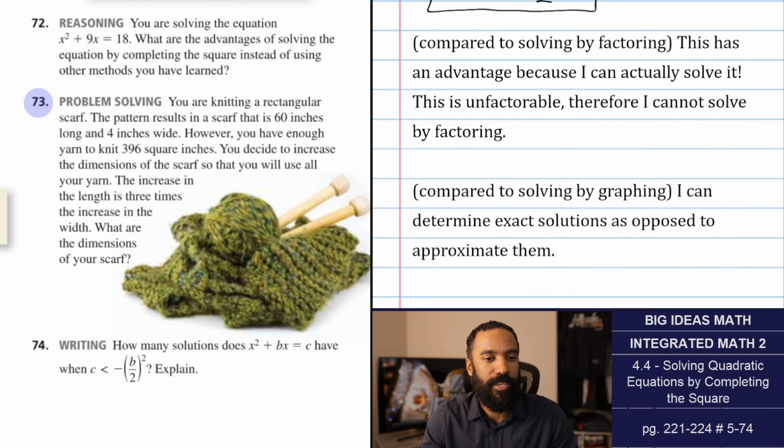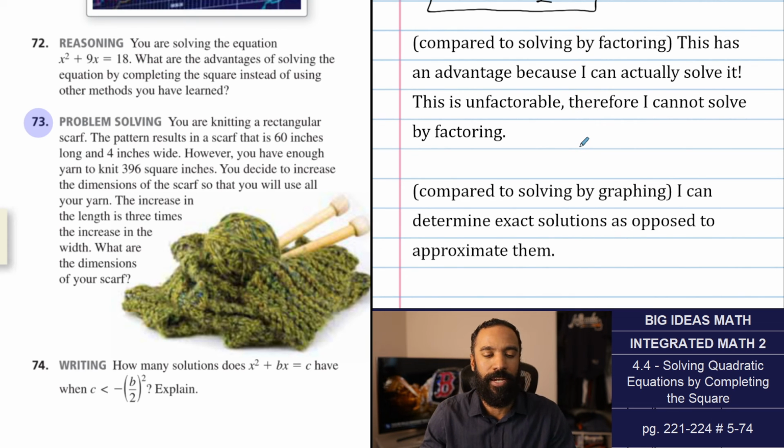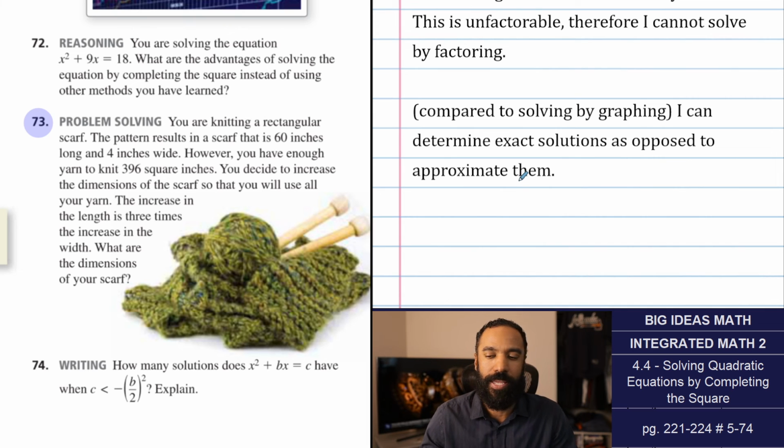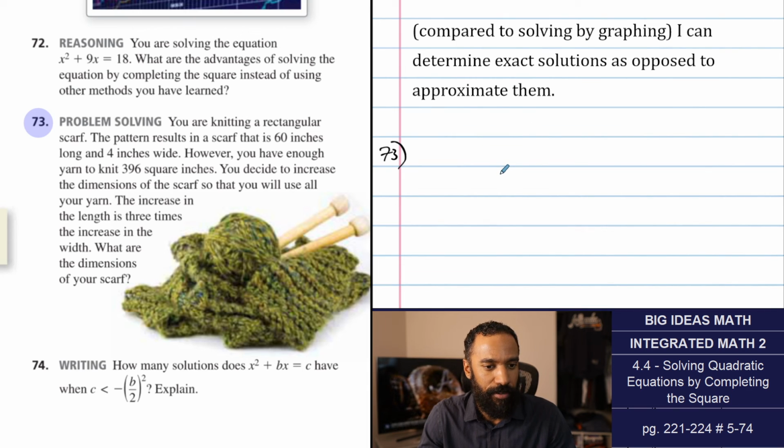All right, 2 more questions. Number 73. You are knitting a rectangular scarf. The pattern results in a scarf that is 60 inches long and 4 inches wide. However, you have enough yarn to knit 396 square inches. You decide to increase the dimensions of the scarf. 60 times 4 is 240. So, there's more. You decide to increase the dimension of the scarf so you will use all your yarn. The increase in the length is 3 times the increase in the width. What are the dimensions of your scarf?